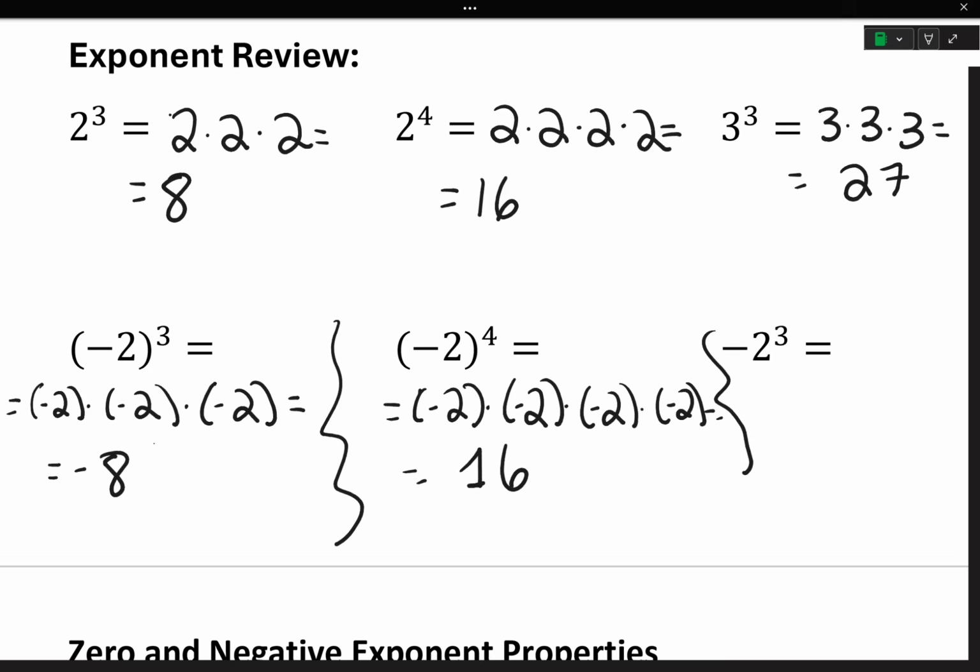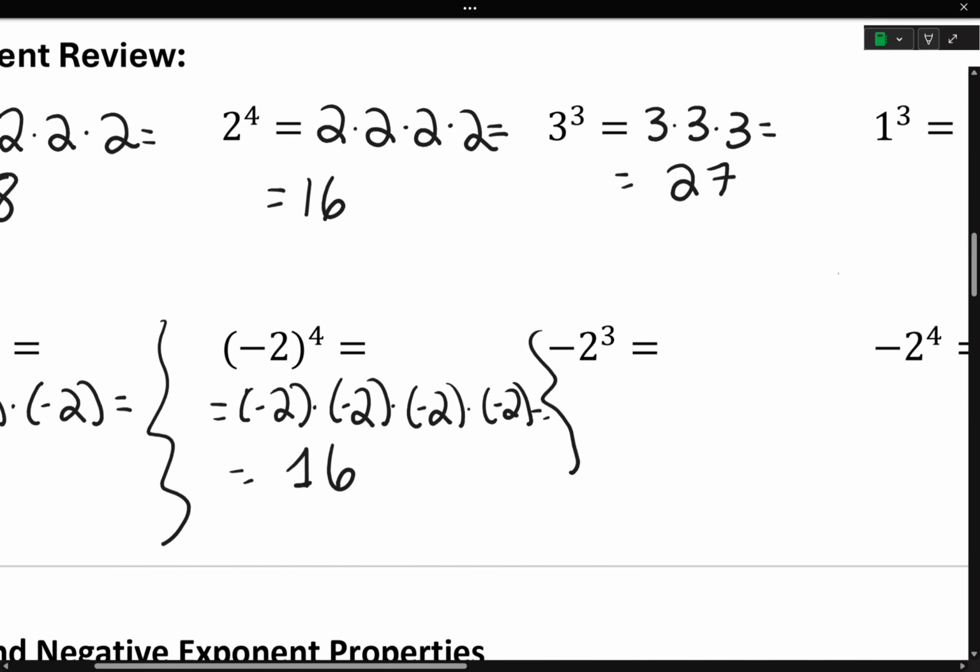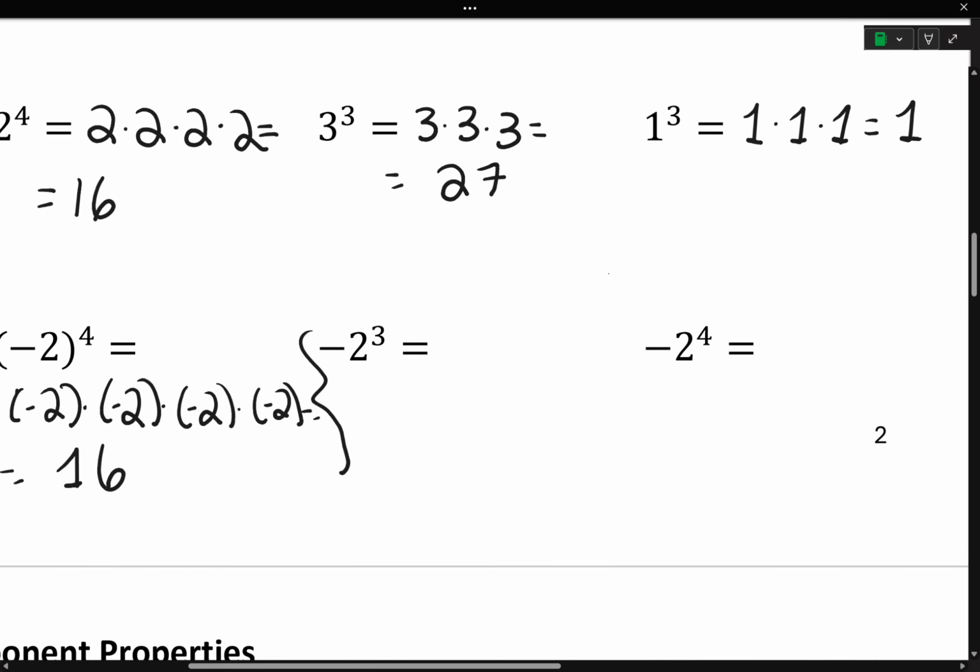which is positive 16. A negative number raised to an odd power gives us a negative answer, like negative 2 to the power of 3. A negative number to an even power gives us a positive answer, like negative 2 to the power of 4. Now over here, this is different.